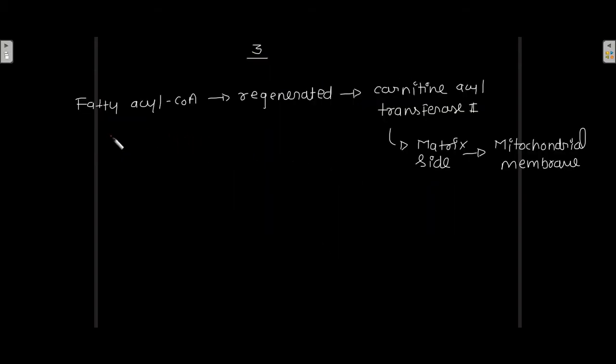Now in the third step, fatty acyl coenzyme A is regenerated, and that reaction is catalyzed by carnitine acyl transferase 2. This enzyme, which regenerates your fatty acyl coenzyme A, is located at the matrix side of the mitochondrial membrane.